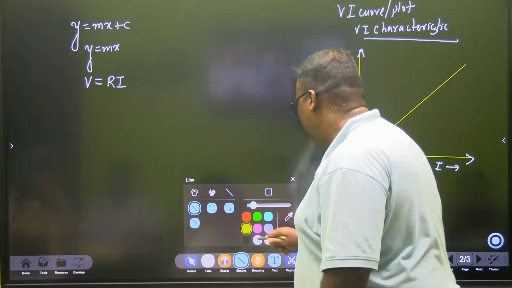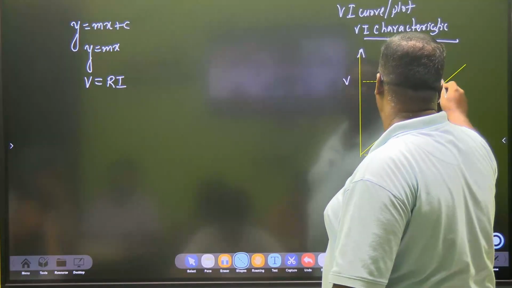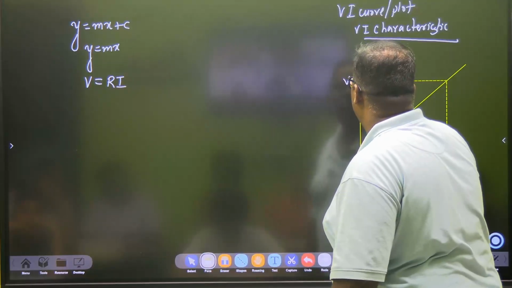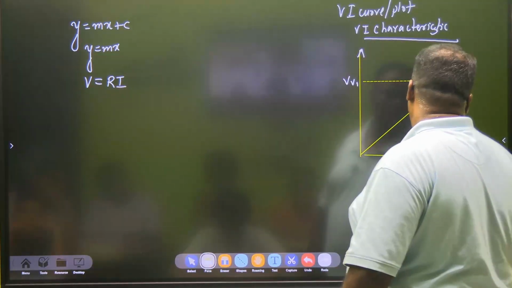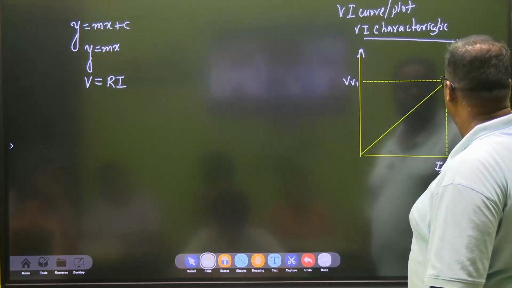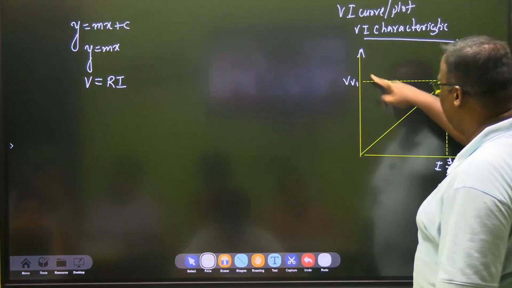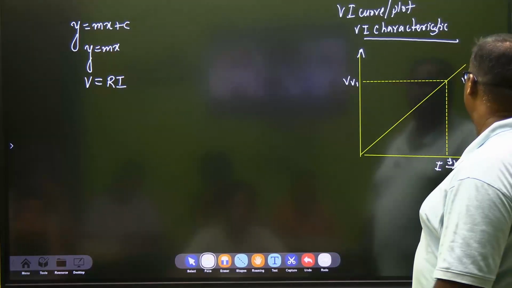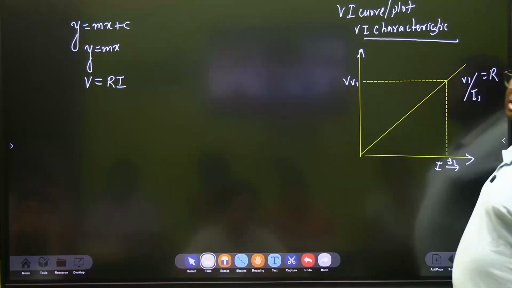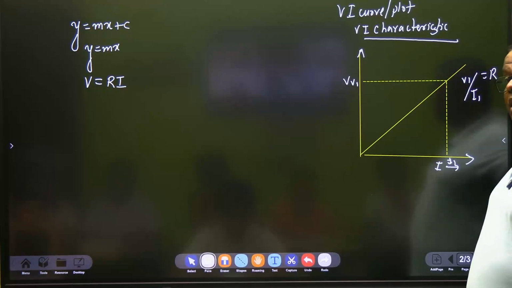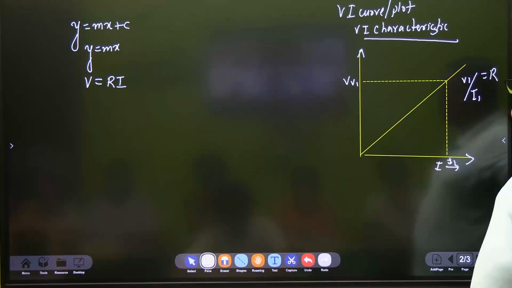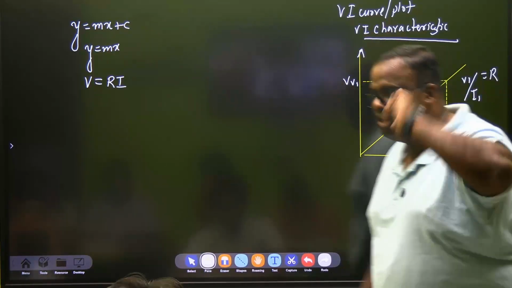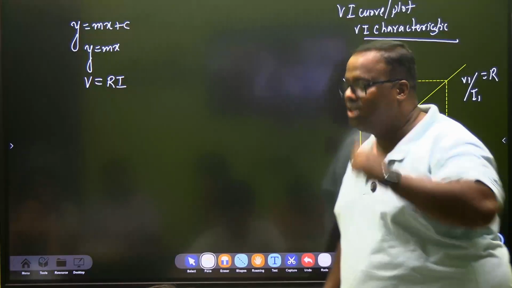At any particular point, say, if this value is V1, this value is I1. And this ratio, V1 upon I1, is Y data upon X data. Is it slope? And this slope is known as resistance. That means for ohmic conductors, when he did that particular experiment, the graph should have come out a straight line. And my friend is asking, sir, what are non-ohmic conductors?